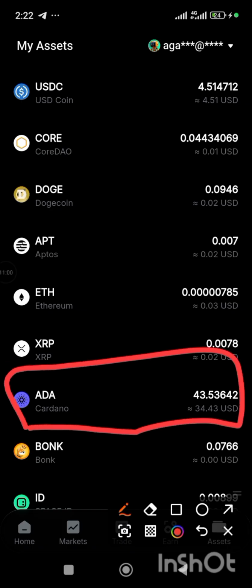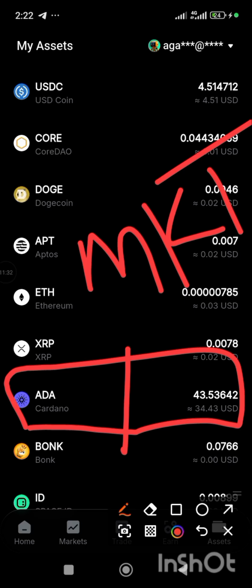So the question now is, the one that I bought with limit, why is it not here? It is not here because it has not gotten to the entry I set. It's only when this ADA drops down to 0.7800 that I will now count it into the number of assets that I have. But for the fact that it has not gotten there, it is not my asset yet. I just placed an order that is yet to be submitted. That is why I have only this one that I bought using market price here. Okay, so that is the reason.